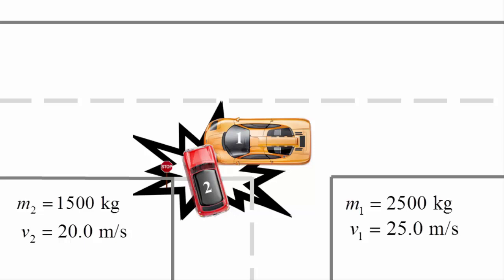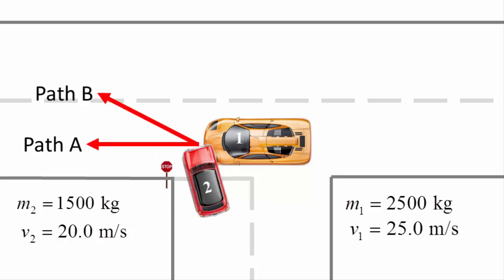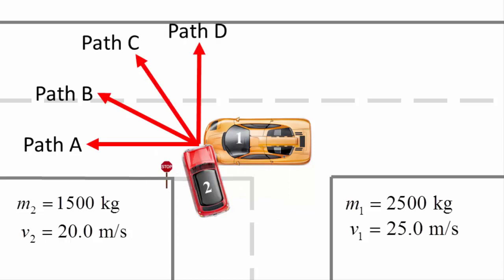Considering the mass and the speed of the two cars, which direction do you think the cars would move along after the collision? Is it paths A, B, C, or D?